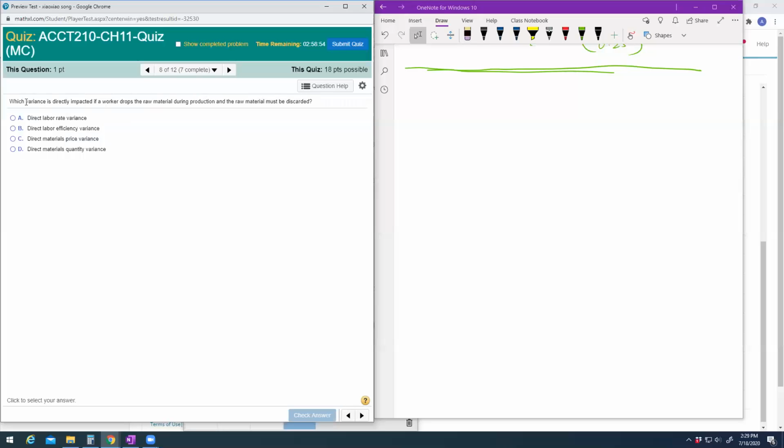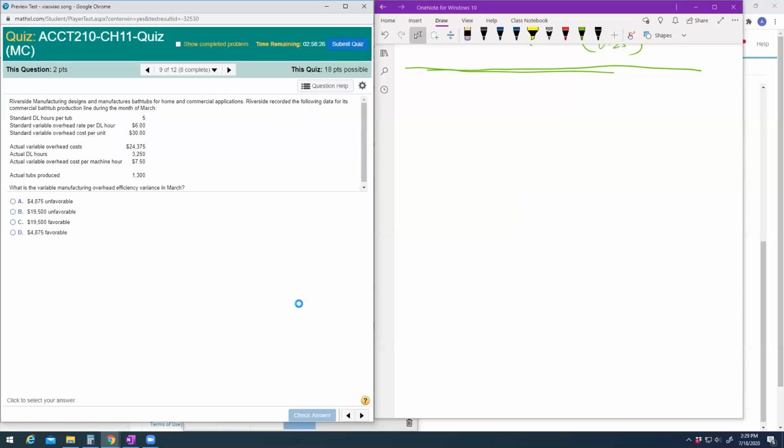Next one. Which variance is directly impacted if a worker drops the raw material? A material must be discarded. So you kind of wasted your material. You wasted it, so you have to use more material, and this will affect your direct material quantity variance. You have to use more quantity of direct material because you wasted some.